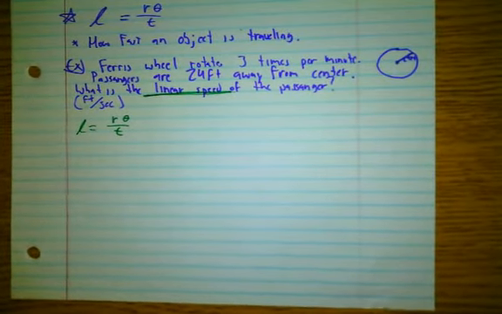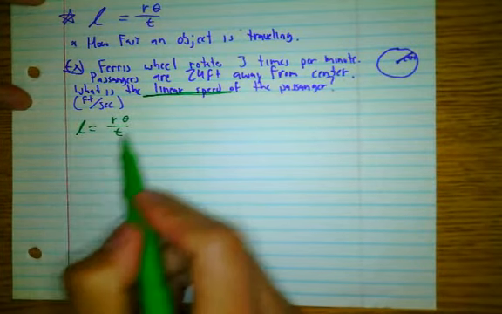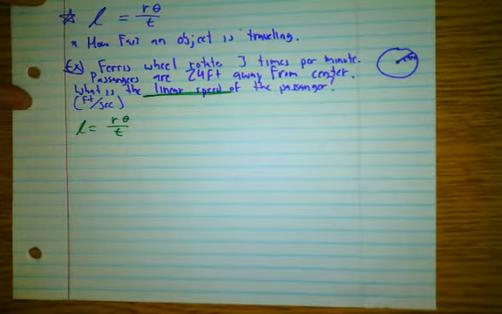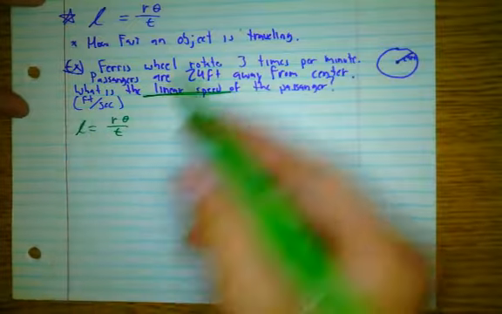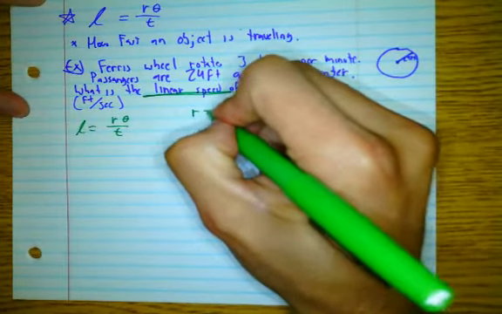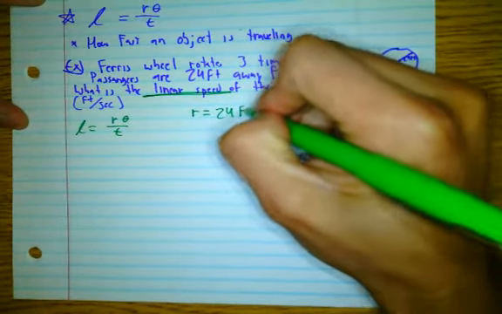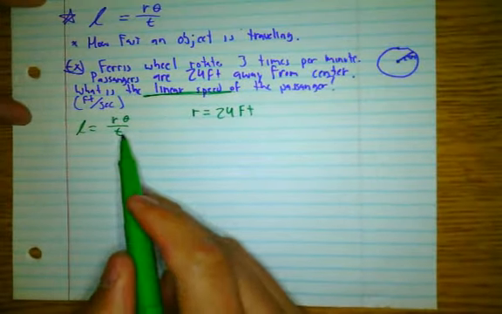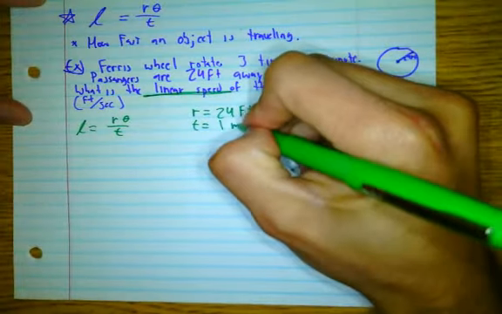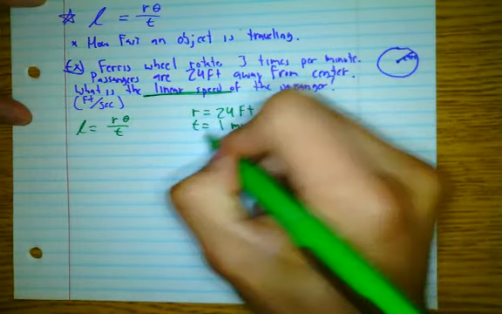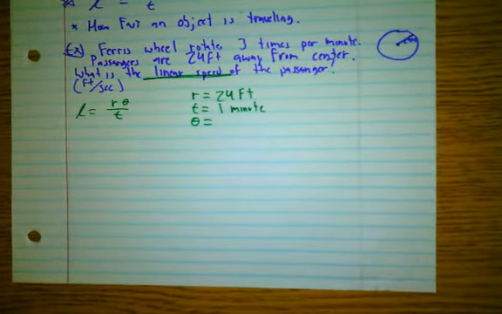Here's why I like to write down the formula. This is what I'm looking for. In order for me to find it, I need all this information. Then I have a starting point. Can you figure out what this is? Well, I'm going to go back to the problem. We'll start with the radius. Do we know our radius? 24 what? Feet. Awesome. Time. Do we know our time? 1 minute. Awesome. And lastly, I need to know my angle. Do I know my angle?